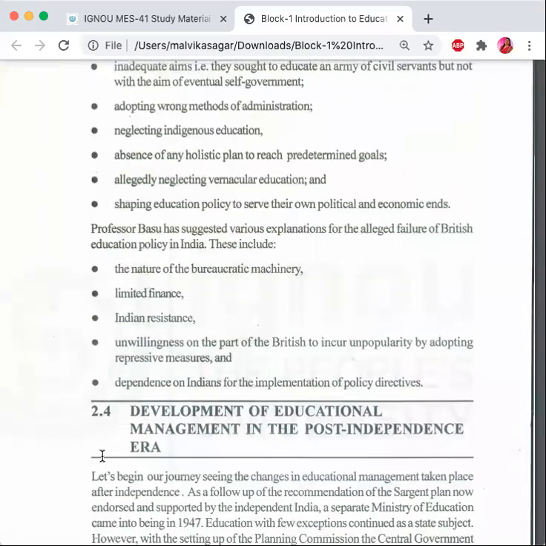Professor Basu has suggested various explanations for the alleged failure of British education policy in India. These include the nature of the bureaucratic machinery, limited finance, Indian resistance, unwillingness on the part of the British to incur unpopularity by adopting repressive measures, and dependence on Indians for the implementation of policy directives.